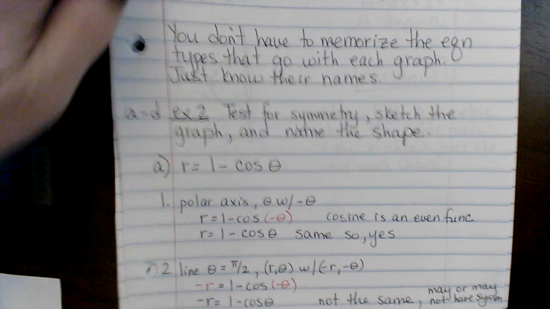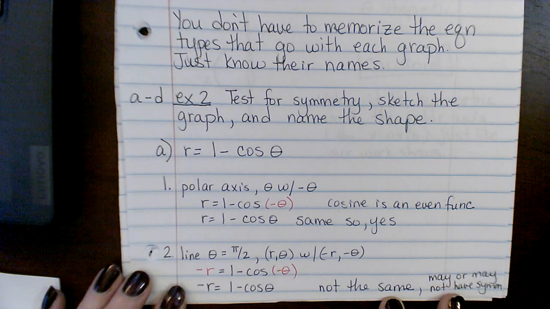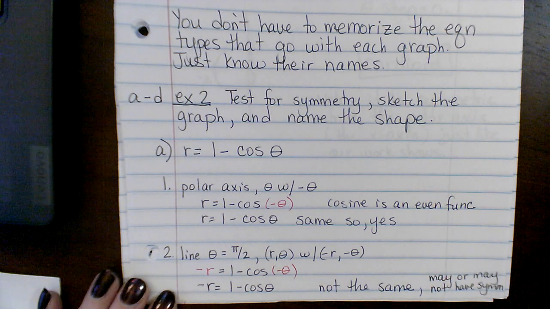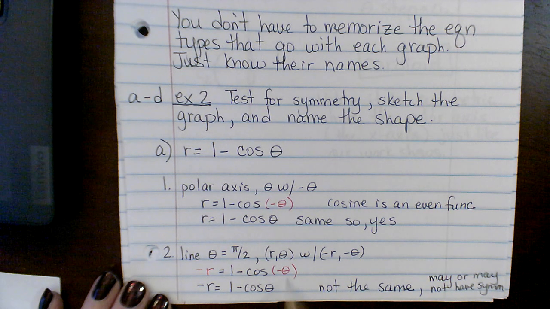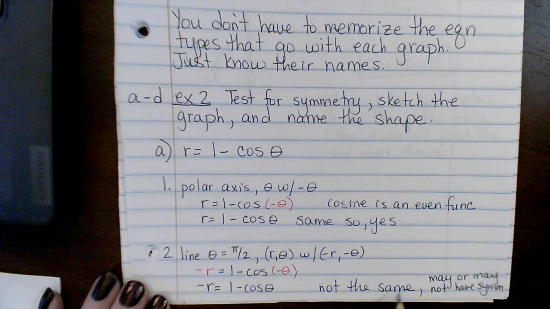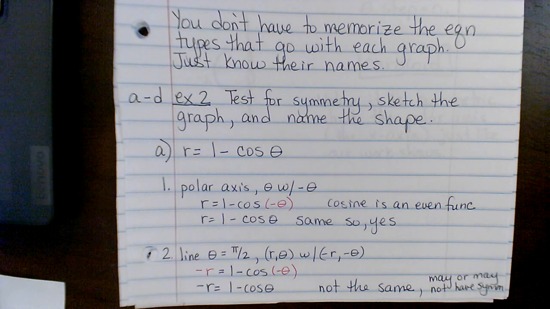If we want to talk about the symmetry about the line theta equals pi over 2, we have to replace r and theta with negative r and negative theta. So if I replace both of these, again, the cosine function's even, so cosine of negative theta is the same as cosine theta. But now I've got this extra negative hanging out, so it's not the same. Now remember, that does not mean it doesn't have symmetry. No, it's inconclusive. It may or may not have symmetry. The test is inconclusive. You don't know.